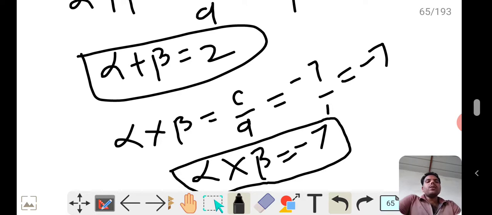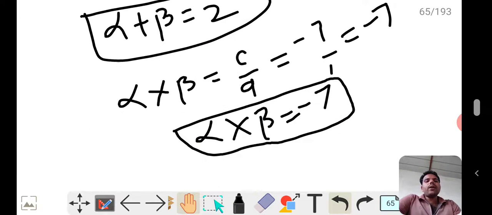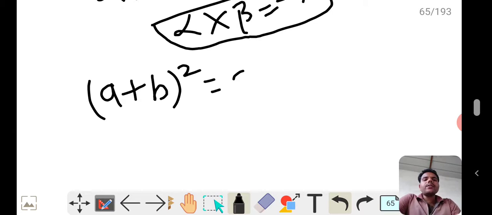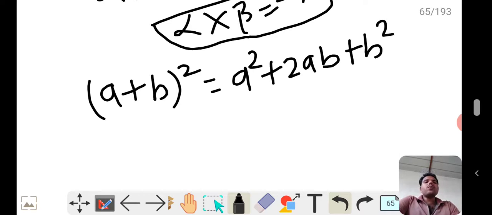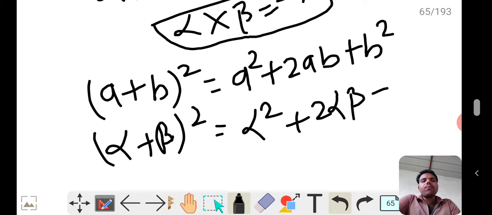First we have to find the value of alpha square plus beta square. To find this, let's recall the formula for a plus b bracket square. You have to remember this formula: a plus b whole square is a square plus twice ab plus b square. From this formula we can write alpha plus beta bracket square as alpha square plus twice alpha beta plus beta square.